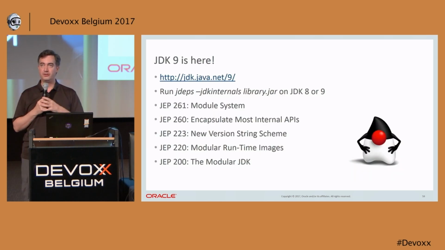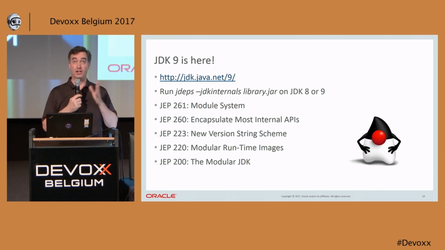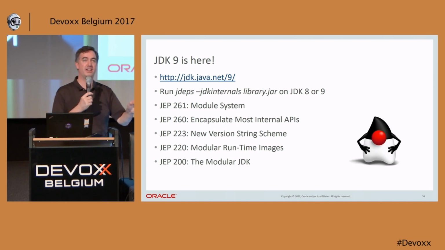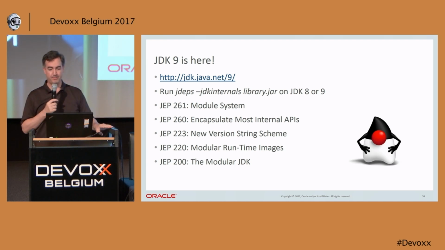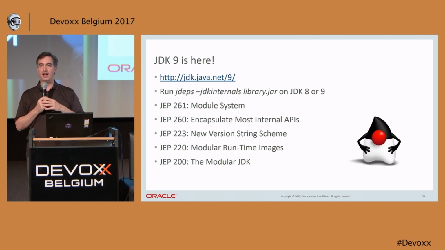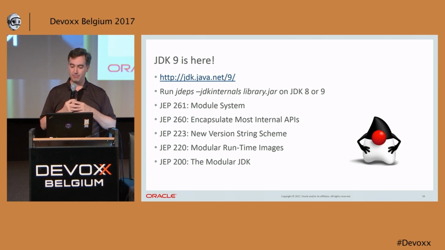So JDK 9 is on java.net today. If you're a library maintainer, please run JDEPs to see which JDK internals you rely on. And again, you can do this right now with JDEPs on JDK 8. Everything you ever wanted to know about the module system is discussed in JEP 261. I cannot emphasize enough how much valuable information is in that JEP.